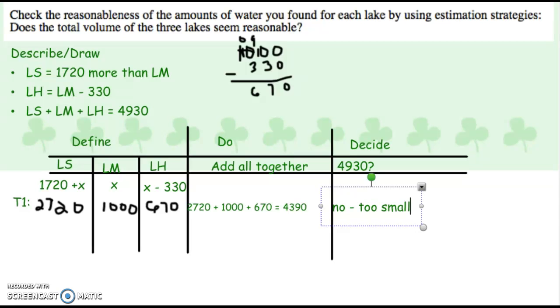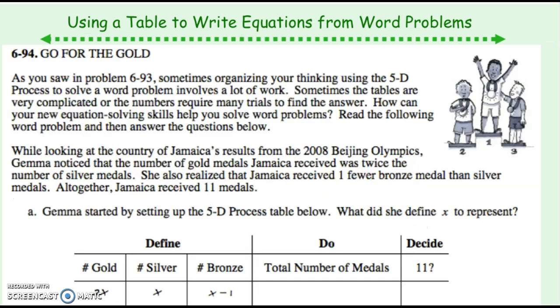Okay, the next problem is 694, go for the gold. As you saw in problem 693, sometimes organizing your thinking using the 5D process to solve a word problem involves a lot of work. Sometimes the tables are very complicated or the numbers require many trials to find the answer.